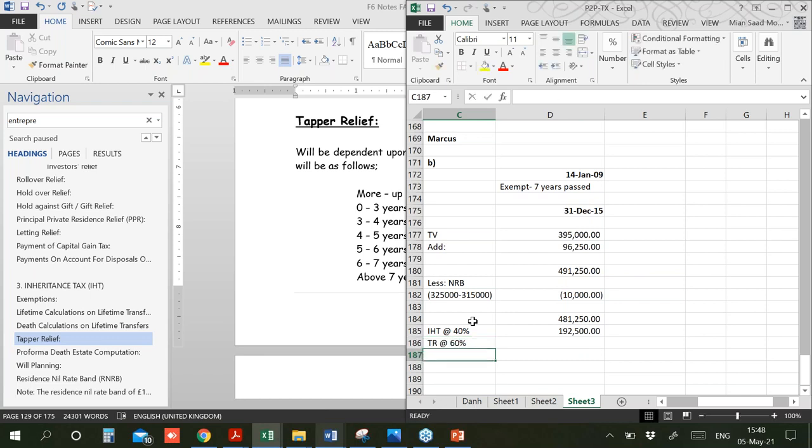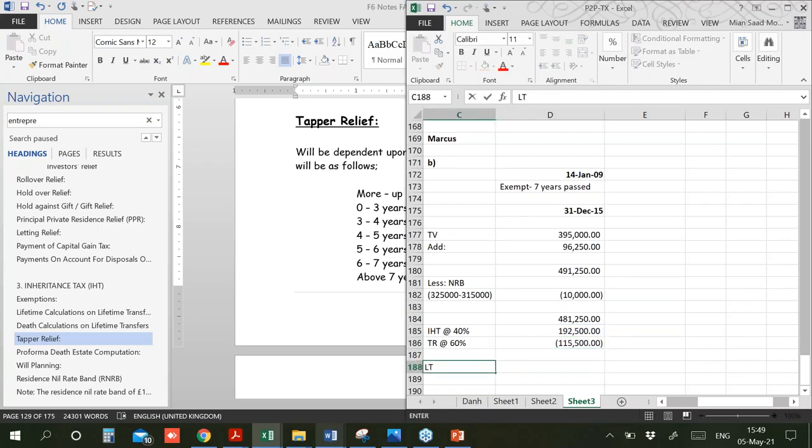Guys, I want to tell you one more important thing that you always have to remember. There are two deductions that are allowed for IHT at death. One is taper relief and another is lifetime tax already paid. But do remember, the order should be the one that I am telling you. Taper relief always gets deducted first, then you deduct the lifetime tax already paid. So I will first deduct the taper relief, that is 60% of that amount. And if I put minus at the start of the formula, it will automatically convert the figure into negative.